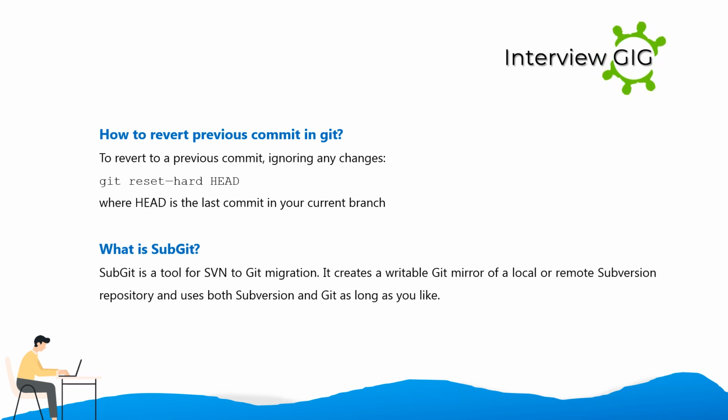What is SubGit? SubGit is a tool for SVN to Git migration. It creates a writable Git mirror of a local or remote Subversion repository and uses both Subversion and Git as long as you like.